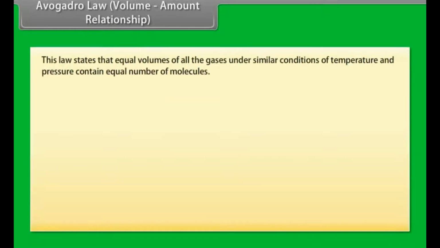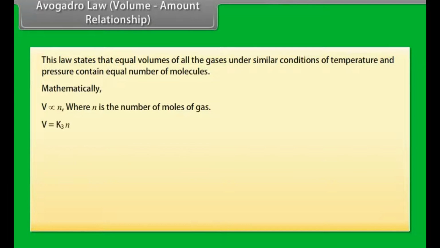Avogadro's law. Volume-amount relationship. This law states that equal volumes of all the gases under similar conditions of temperature and pressure contain an equal number of molecules. Mathematically, volume is directly proportional to the number of moles of gas. V is equal to K3 n, where K3 is constant of proportionality.